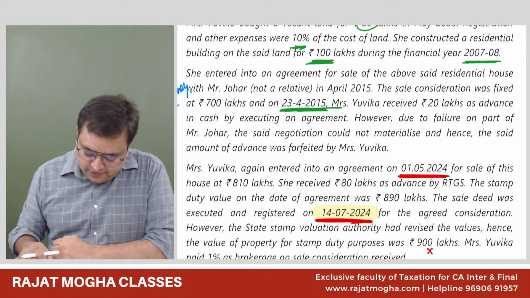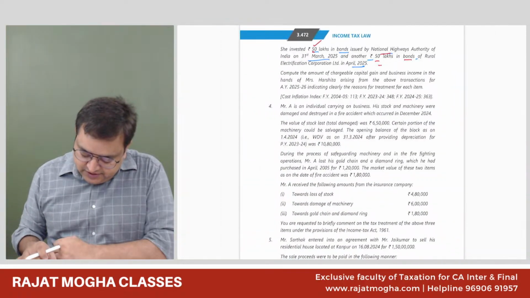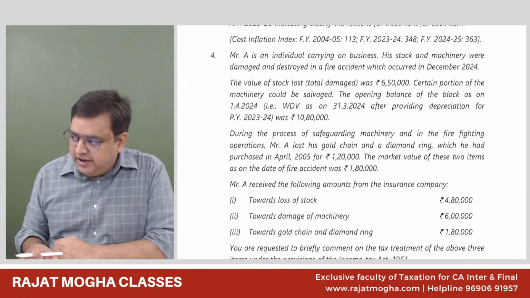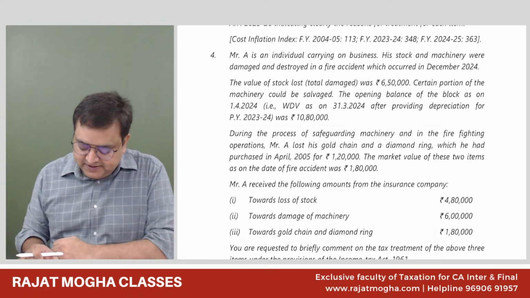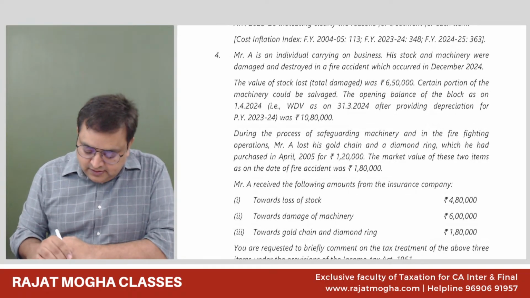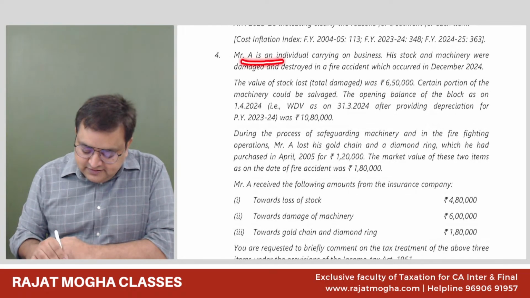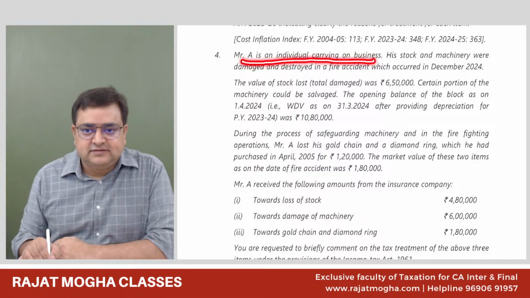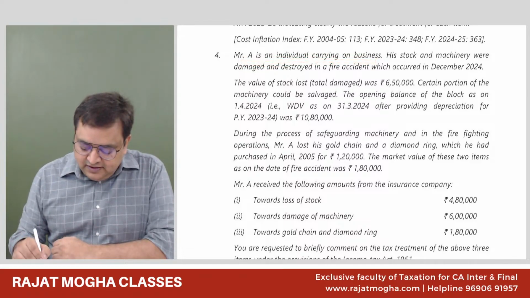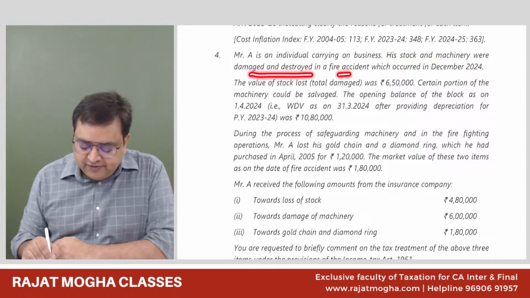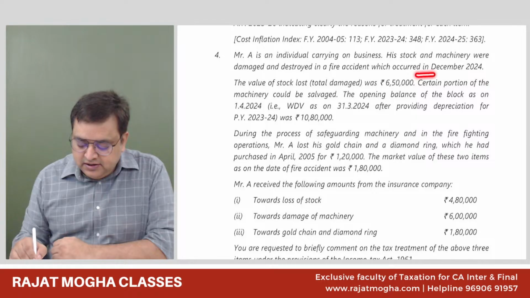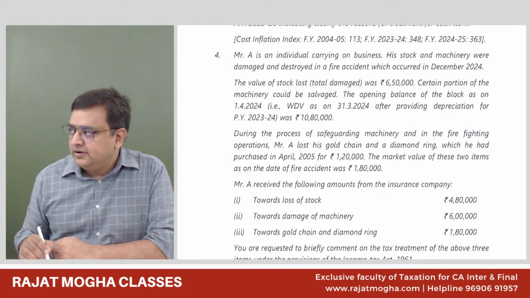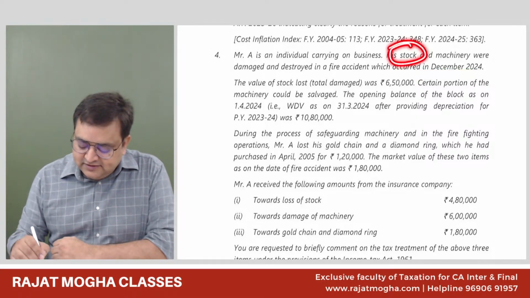Okay, now let us come to question number 4. This is also a good and important question from examination perspective. Mr. A is an individual carrying on a business. His stock and machinery were damaged and destroyed in a fire which occurred in December 2024. So his stock is destroyed, his machinery is destroyed.